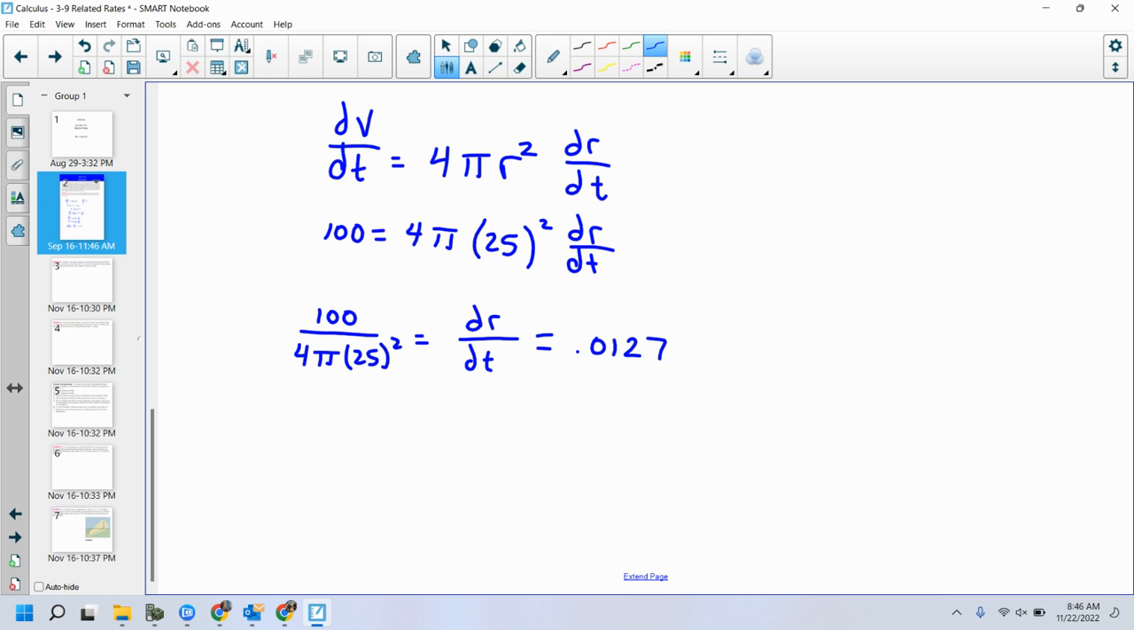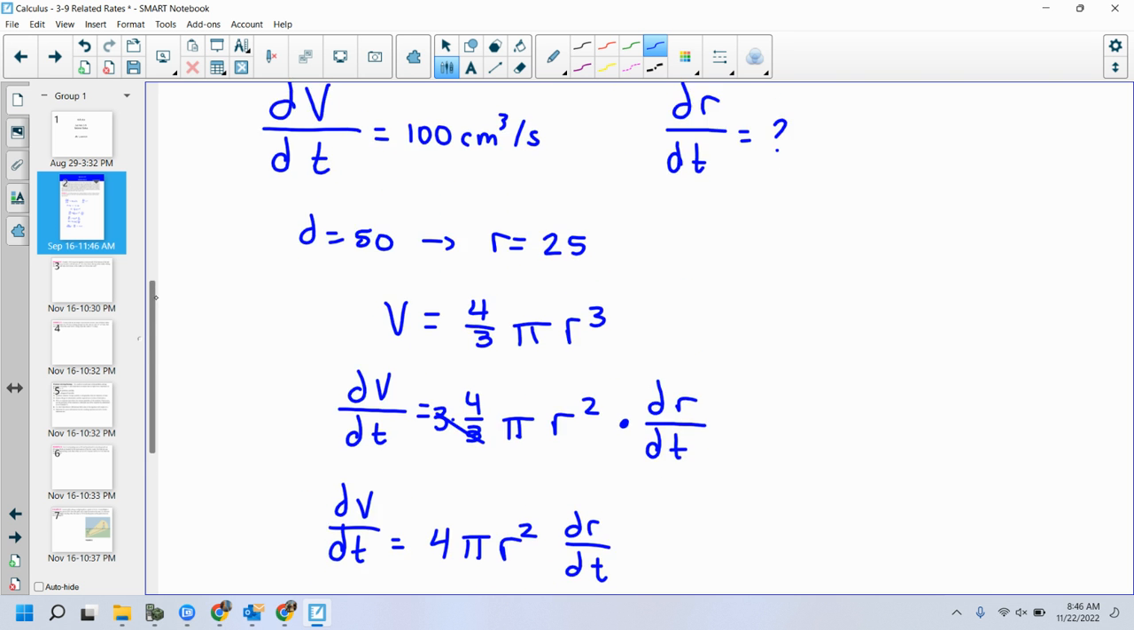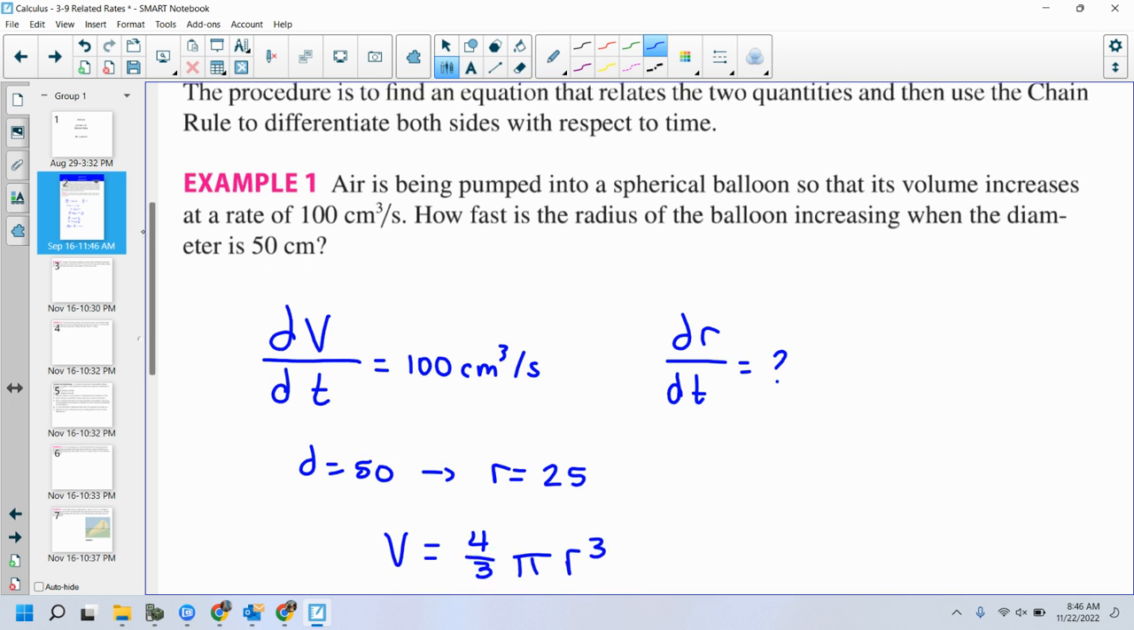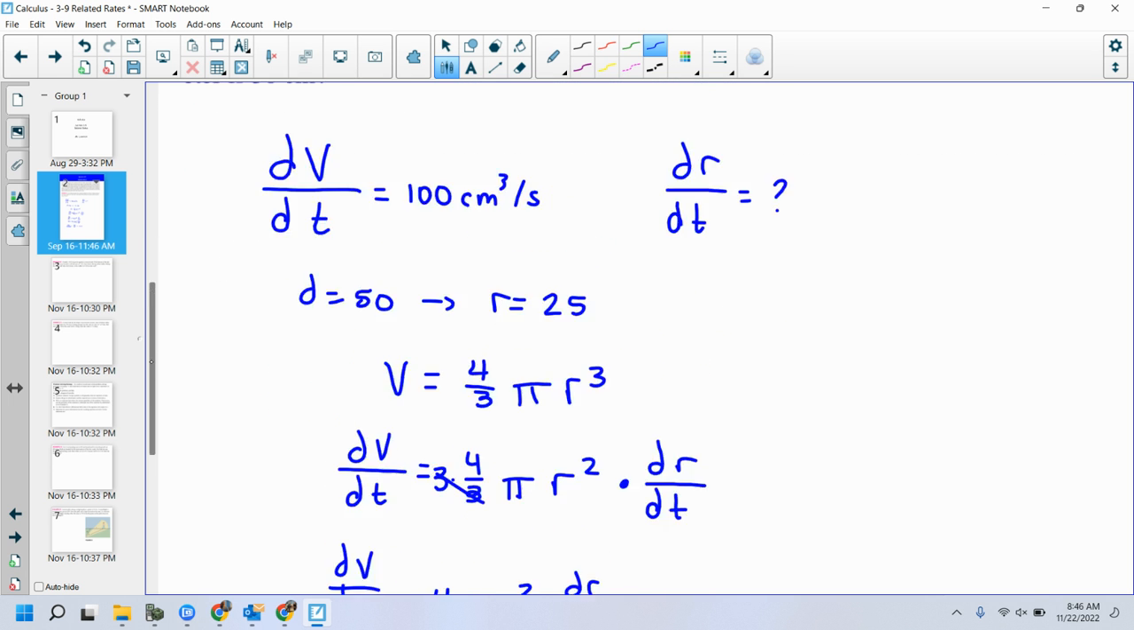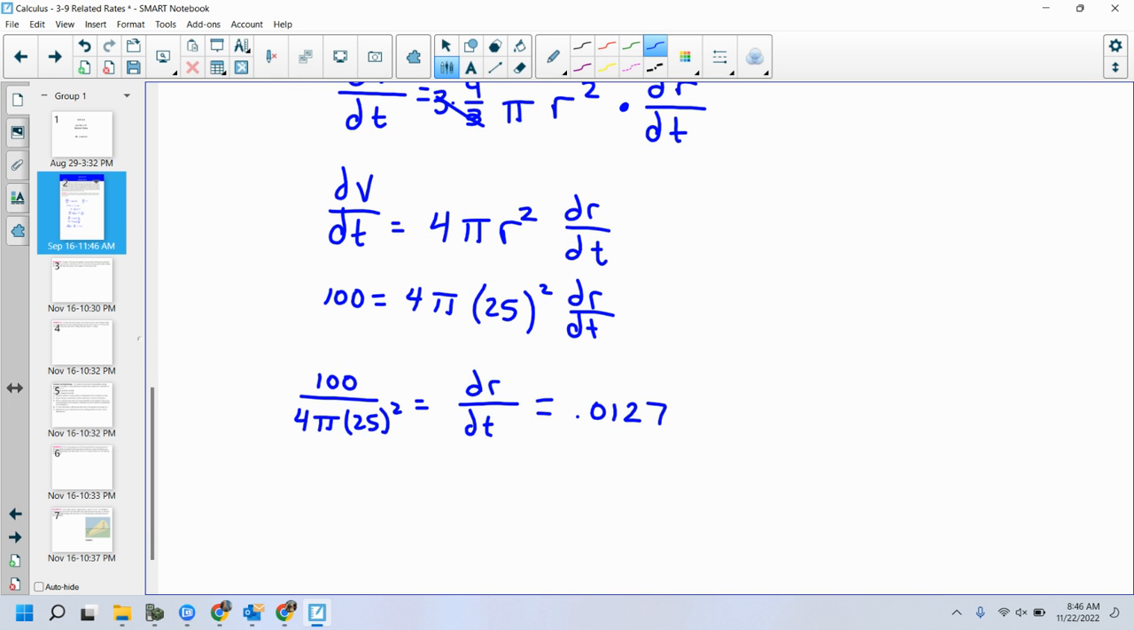Now, think about the label here. That is how fast the radius is changing. Let's go back up to our original problem and say, okay, so we've got centimeters, and radius is a linear length, right? Centimeters per time, centimeters per second. That's how fast the radius is changing.